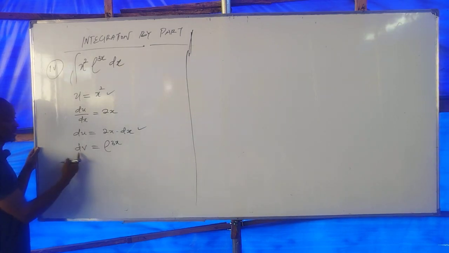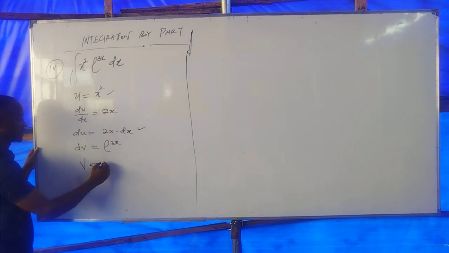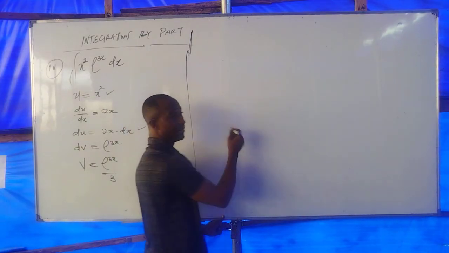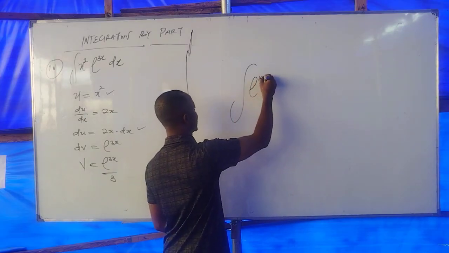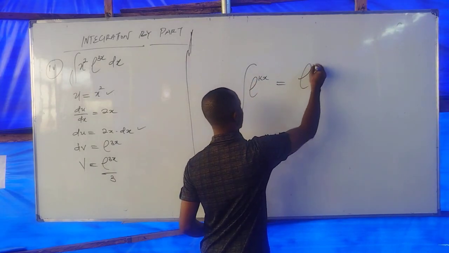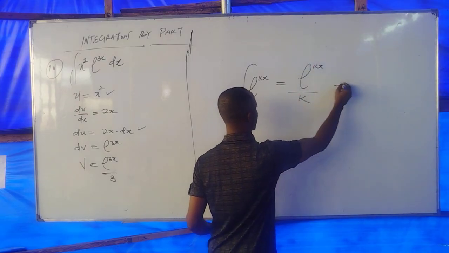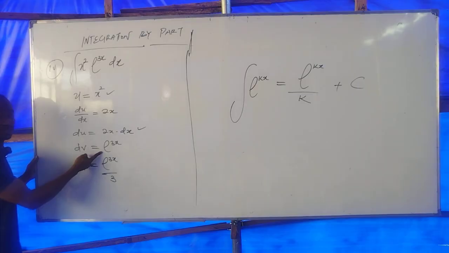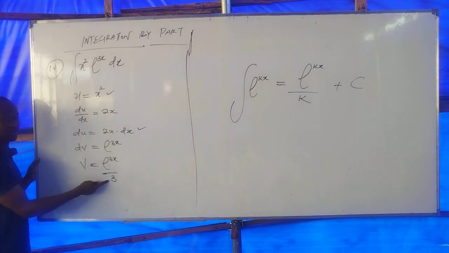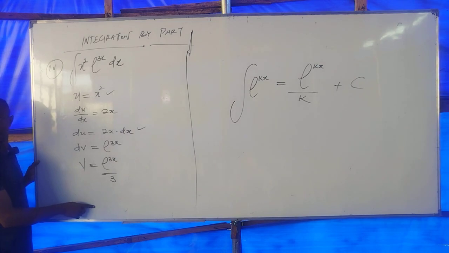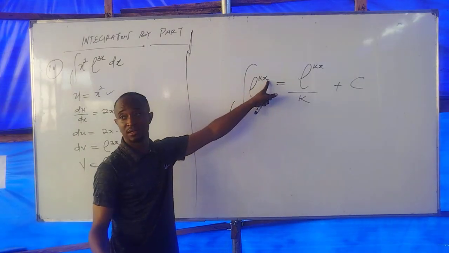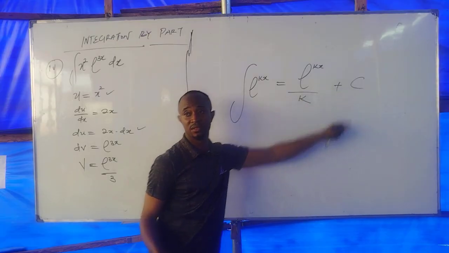To integrate this, the integral of dv will give us v, right? That will give us exponential 3x divided by 3. There's a rule, I don't know if you remember, that if we integrate exponential kx, that will give us exponential kx over k plus C. So the same thing we do. If I integrate this, that will give us exponential 3x over 3. Our k is 3 here. Are you getting the gist? From this general expression, 3x is like saying kx, so e^(kx) over k plus C. Okay.